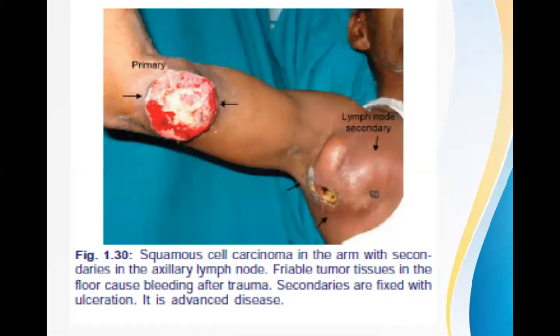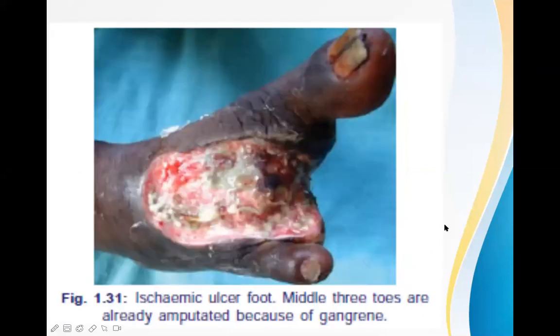Okay. So why are these lymph nodes enlarged? A surgeon or the doctor or the medical student has to ask this question. And this is the reason. This is called primary disease here. As a result of this, these lymph nodes are enlarged. And this looks like a malignant ulcer. They have done the biopsy and they have confirmed this is a squamous cell carcinoma of the skin. Okay. So let's move on.